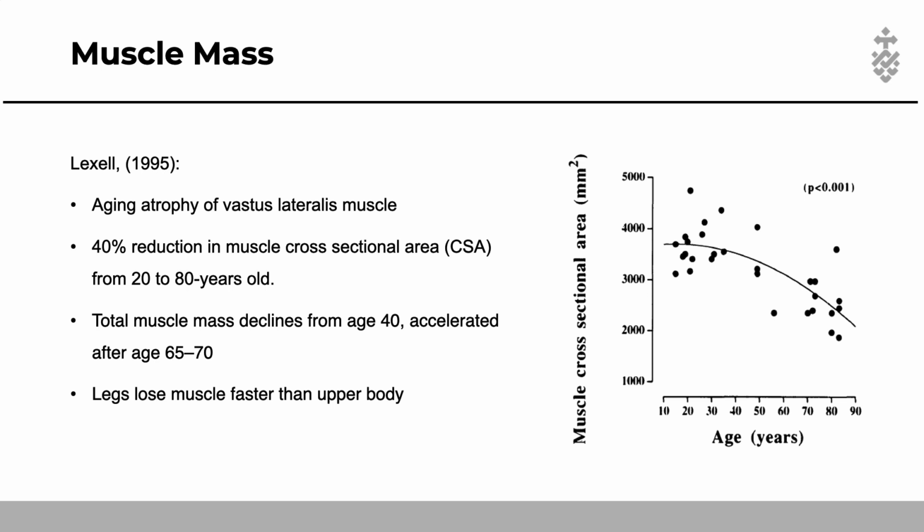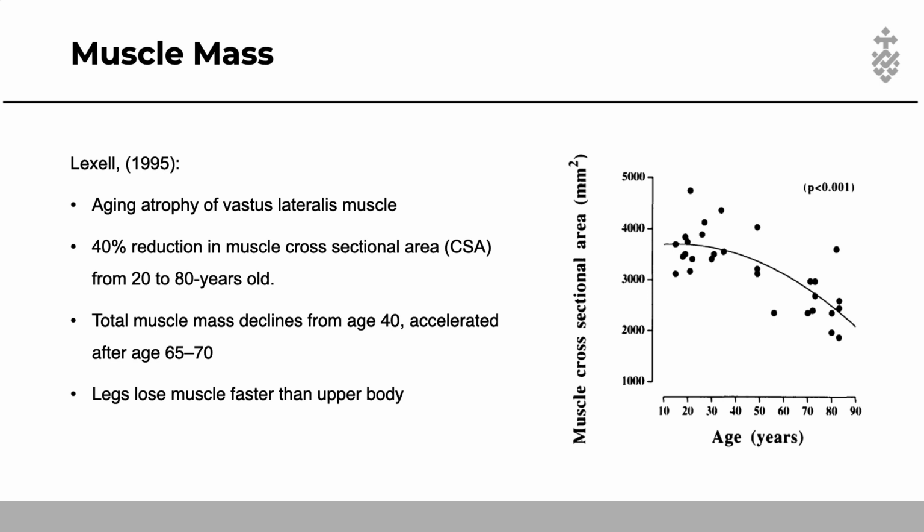And we see there's this decline in muscle mass as we age. Around a 40% reduction in muscle cross-sectional area from 20 to 80 years old. The key decline is from around 65 to 70, where there's a steep decline, but the beginning of that decline is around 40 years old.